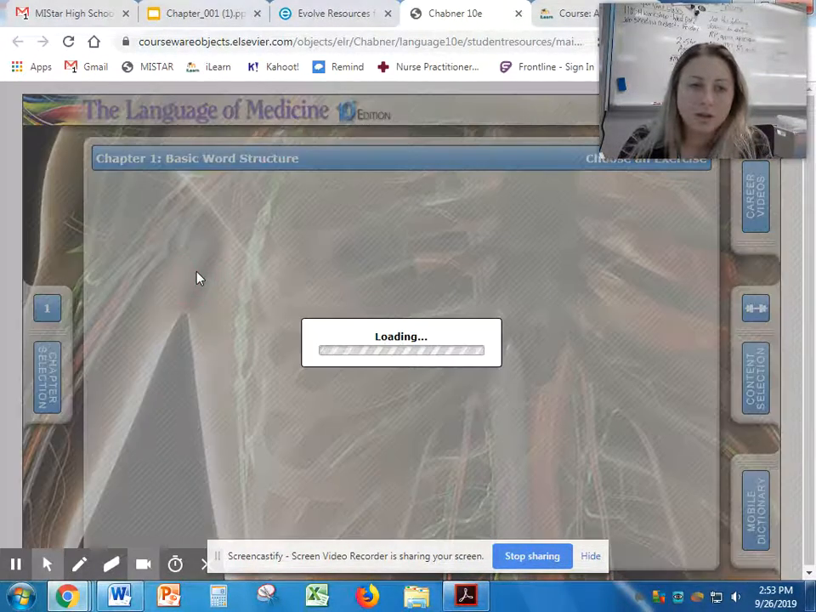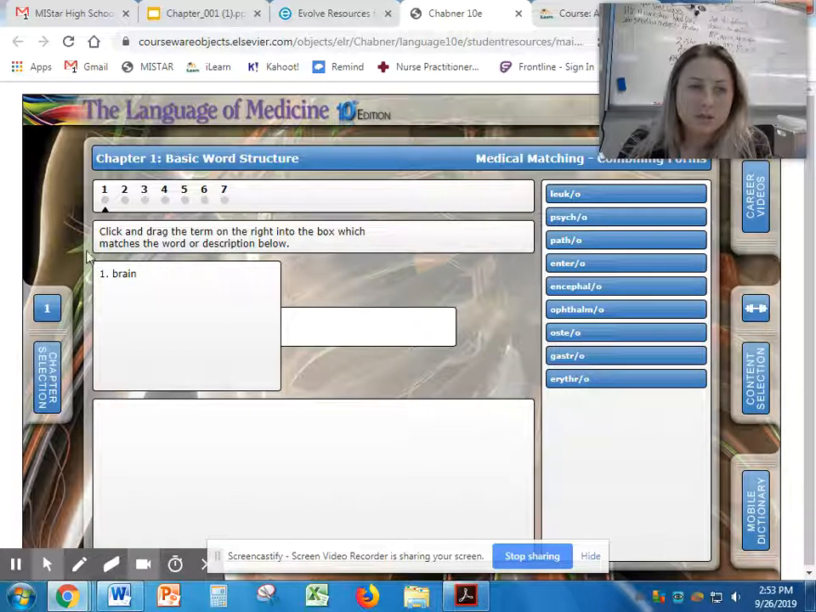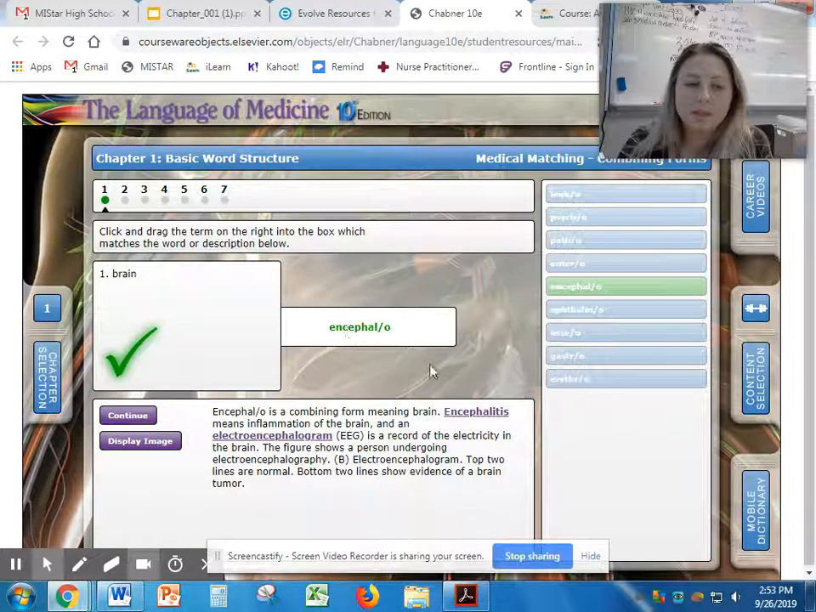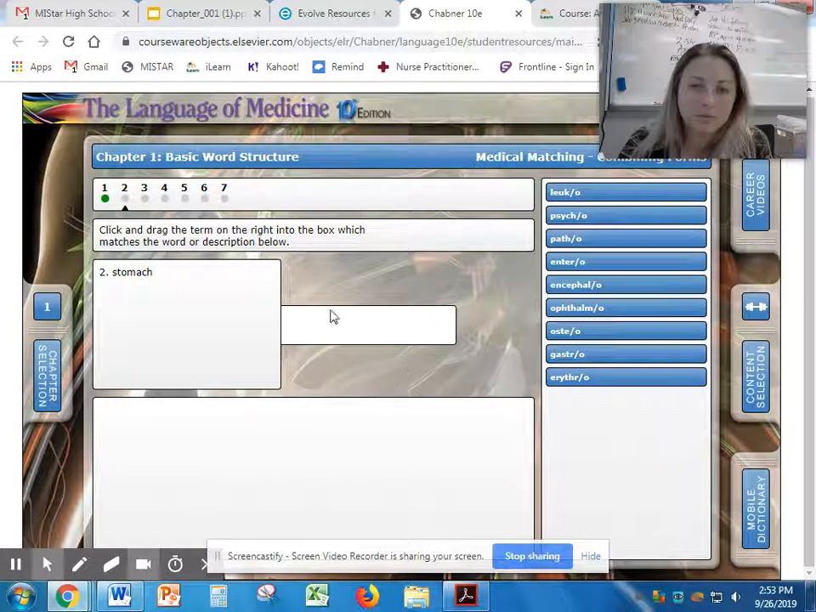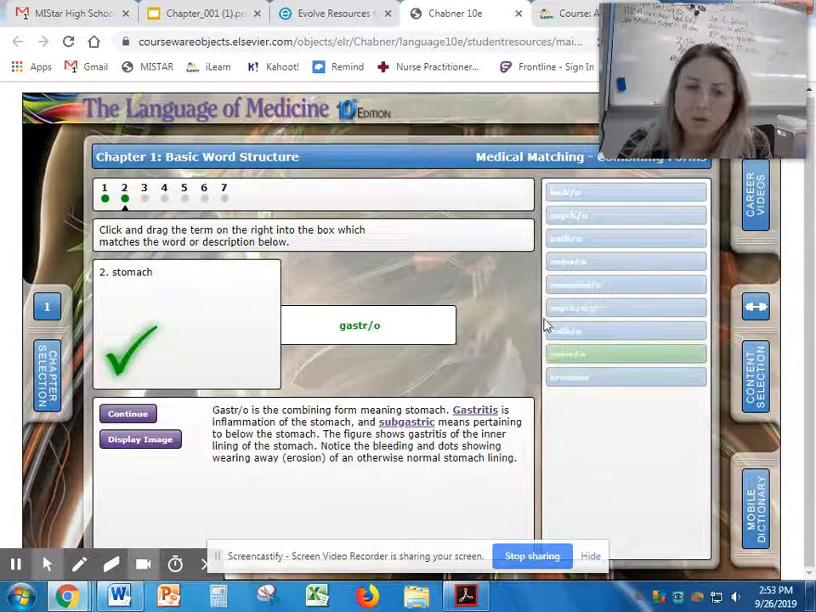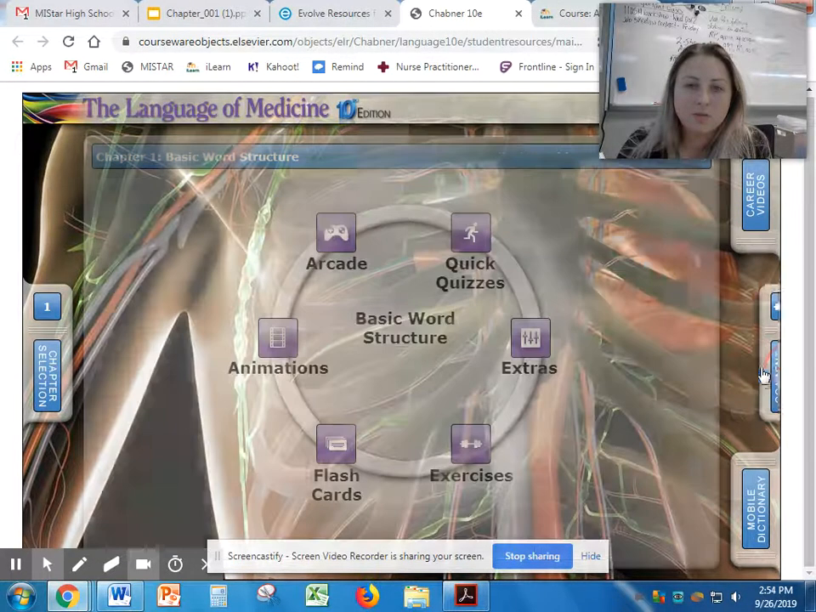There are exercises where you can click and drag the term on the right into the box which matches the word or description below. So, brain. Encephalo maybe? Does that sound right? Where did I put it? Right there. Encephalo. Brain. Okay, where's the next page? Continue. Stomach. Gastro, right? So on and so forth. So that's the first one.